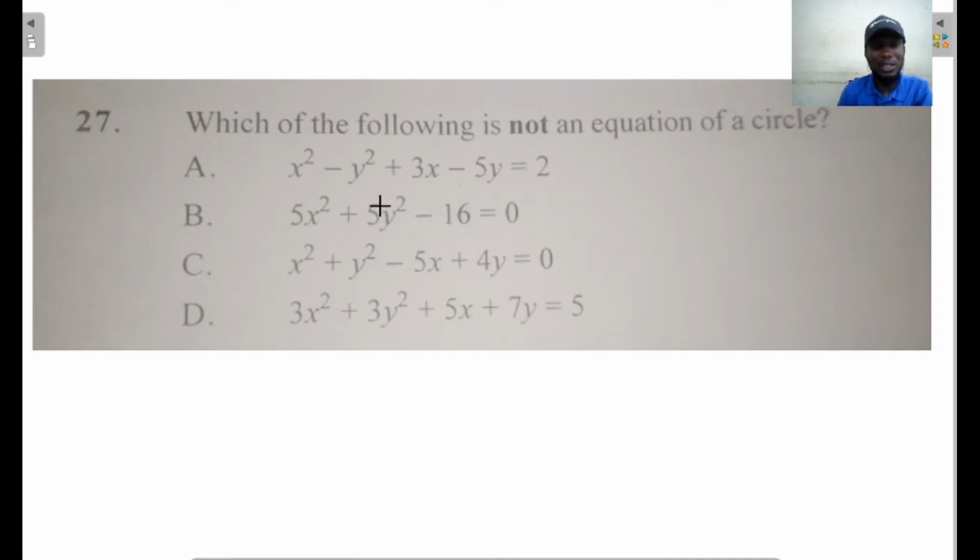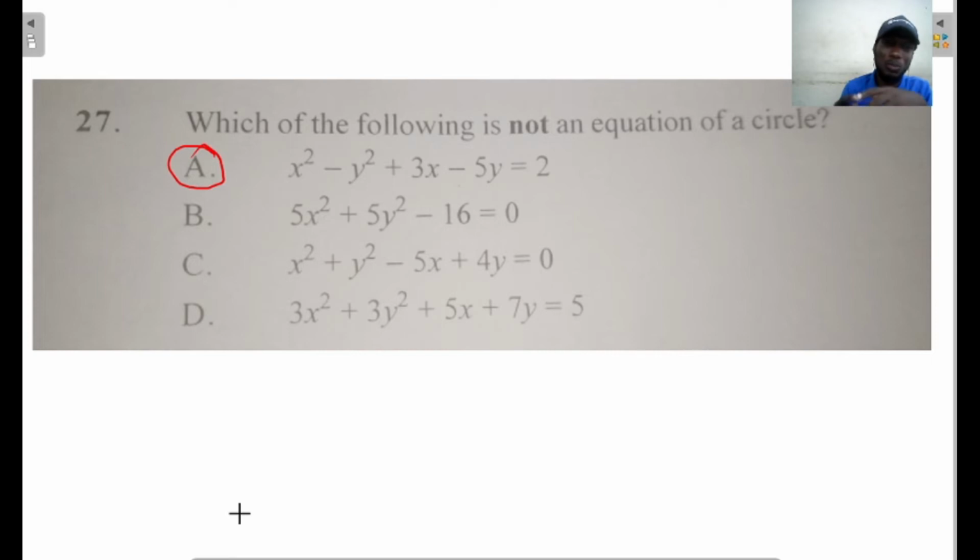But then when we get to the third one, the very first example here, this one, already the coefficients of x squared and y squared are not the same, because the coefficient of this is 1 and this is -1. They are not the same. That is not what the property says. And when you check all the others, you can see that they are the same. Here we have 5, here we have 5, here we have 1, here we have 1, here we have 3, here we have 3. But it's only in the first one that the coefficient of x squared is 1, but the coefficient of y squared is -1. Therefore, A is our answer.